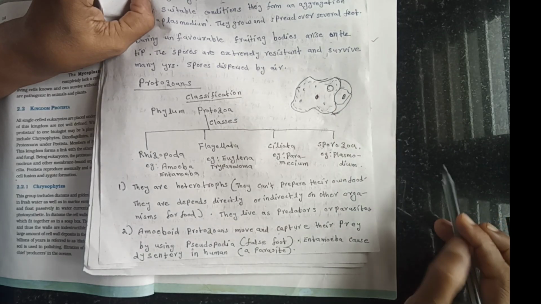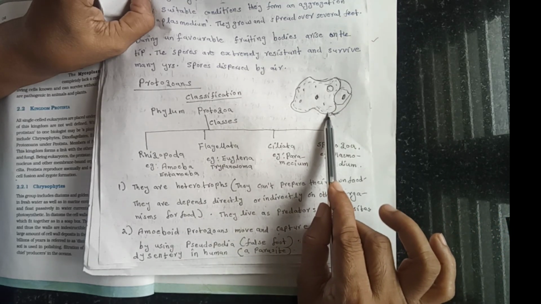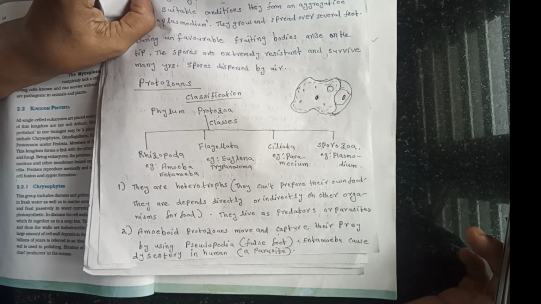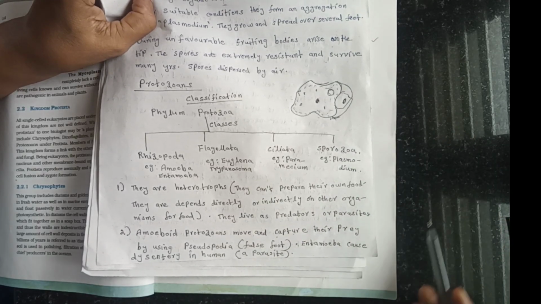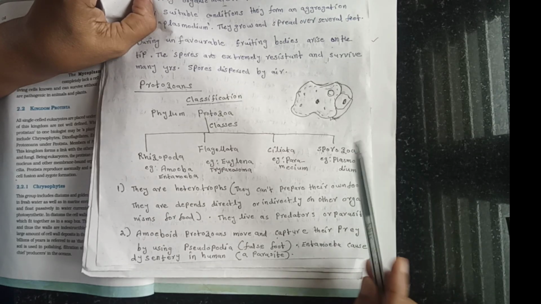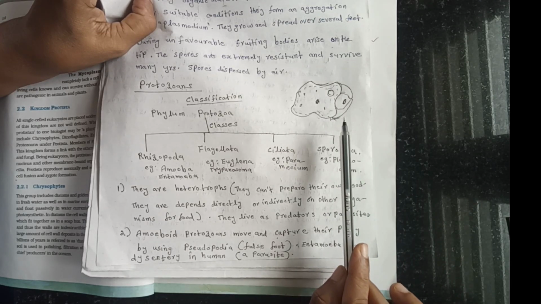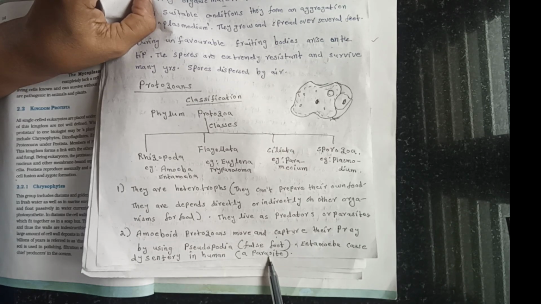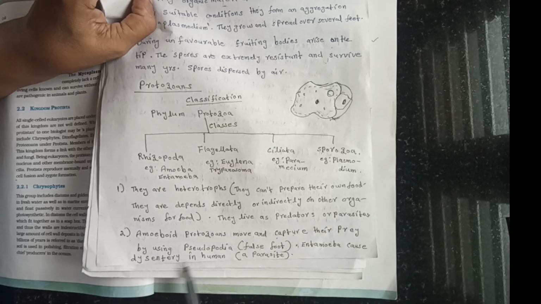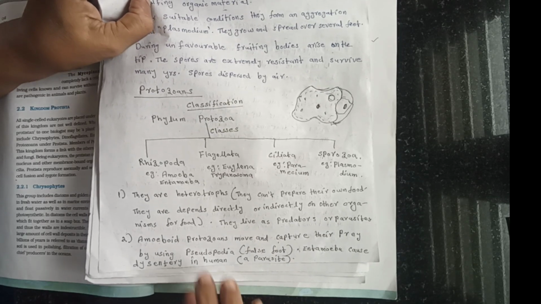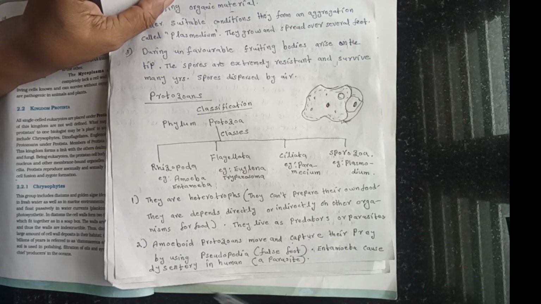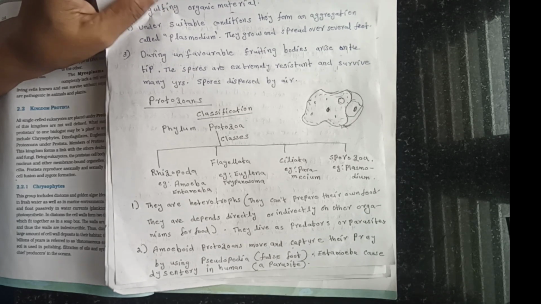Pseudopodia is a true plasma membrane that can move in different positions. Another member included in the amoeboid group is Entamoeba. Entamoeba is one type of amoeba that causes dysentery in humans. The species Entamoeba histolytica causes dysentery in human beings.